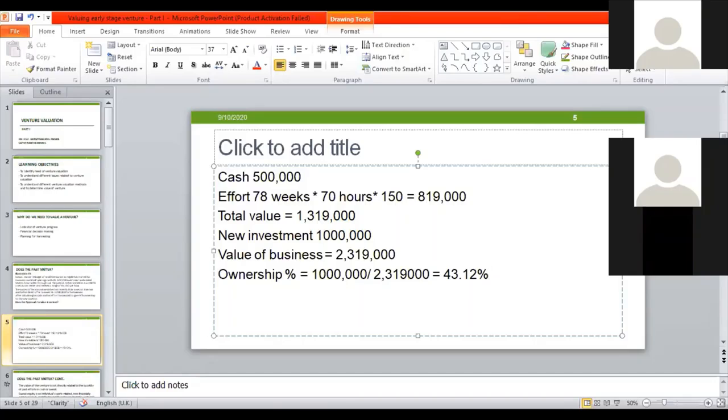So this is how this person has calculated the ownership percentage to give for the new investor. So that means if the new investor is willing to invest 1 million in his business, he would give 43.12% of the ownership of the venture to that new investor. But the question is whether this approach to value a business is correct or wrong. Whether his approach to value the business is correct or wrong.